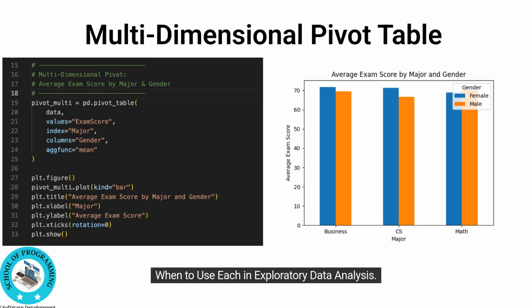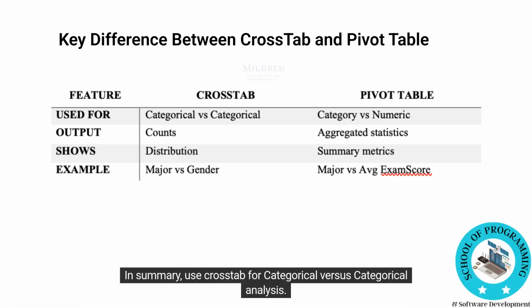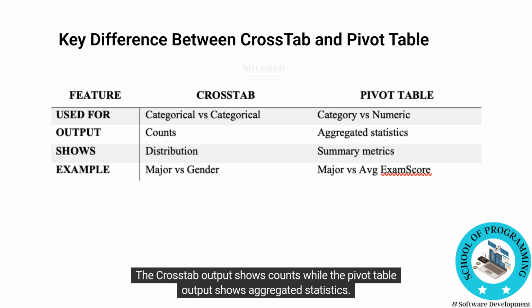When to use each in exploratory data analysis. Use CrossTab when exploring demographic distribution, checking class balance, and investigating categorical relationships. Use pivot tables when comparing performance by group, finding averages per category, and analyzing multidimensional summaries. In summary, use CrossTab for categorical versus categorical analysis. Use a pivot table for categorical versus numerical. The CrossTab output shows counts while the pivot table output shows aggregated statistics. The CrossTab shows distribution while the pivot table shows summary statistics.